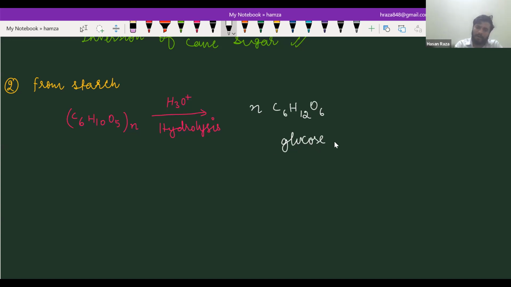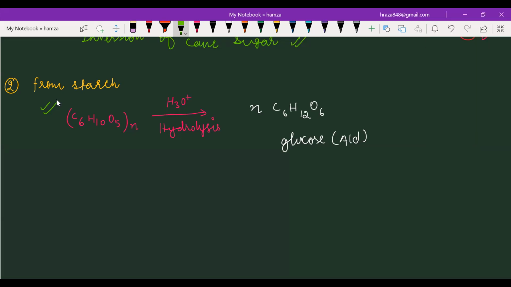Glucose has an aldehyde group, so I am going to write it as aldo. This is how we are going to prepare glucose. The reaction is very easy. From starch, you need to just hydrolyze it and you will get your answer. Is that clear? Yes, sir. Okay, please do it. And in the previous preparation, you saw that I wrote glucose as dextrorotatory. That means it is in clockwise rotation.